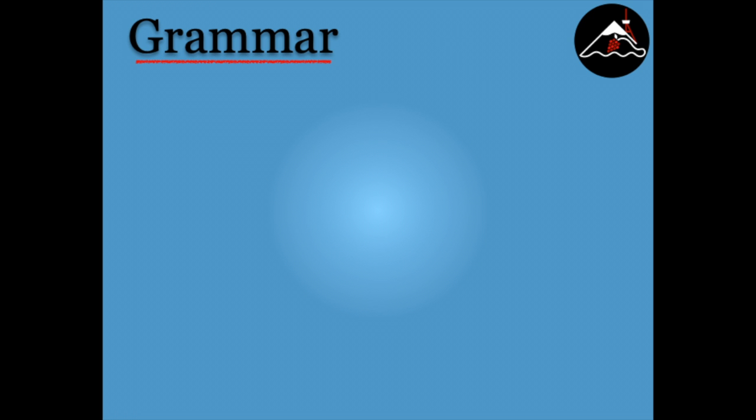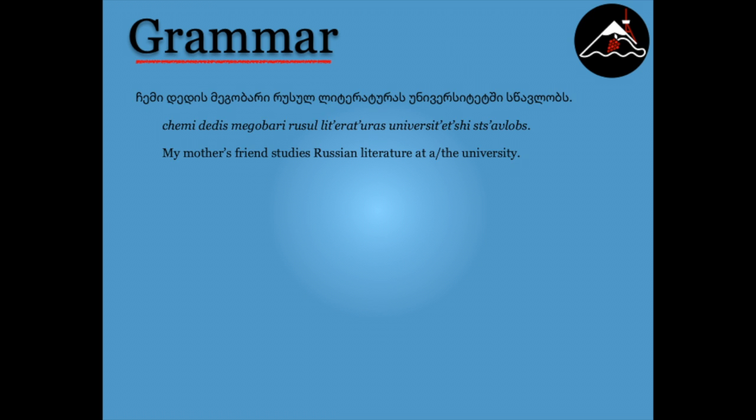Take a look at the following sentence. Chemi dedis megobari rusul literaturas universitetshi stsavlobs, which translates as, my mother's friend studies Russian literature at a or the university. The first thing to notice is that the subject, friend, is at the front of the sentence, while its modifiers, my mother's, which are in the genitive case, precede it.